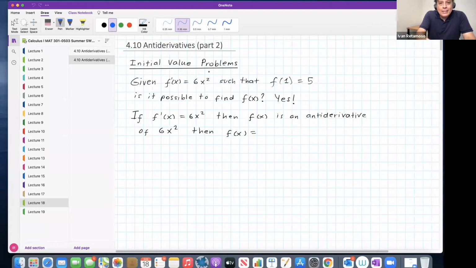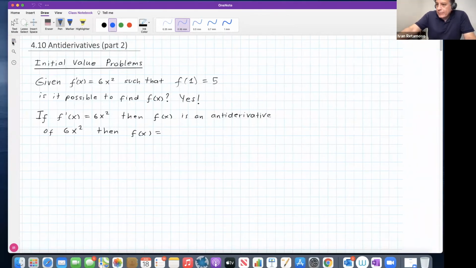Antiderivative part 2, initial value problems. Okay, so let me explain that to you the best I can.